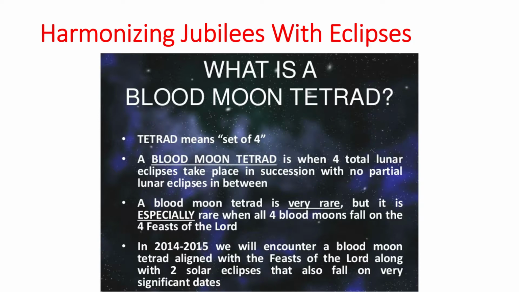A blood moon tetrad is when 4 total lunar eclipses take place in succession with no partial lunar eclipses in between. A blood moon tetrad is very rare, but it is especially rare when all 4 blood moons fall on the 4 feasts of the Lord, these 4. So it's Passover, Sukkot, Passover, Sukkot. Okay, in 2014-2015, we'll encounter a blood moon tetrad aligned with the Feast of the Lord, along with 2 solar eclipses that also fall on very significant dates.